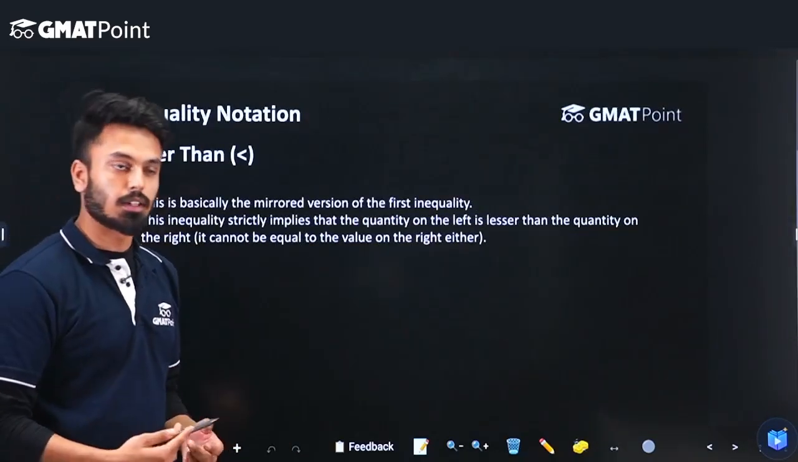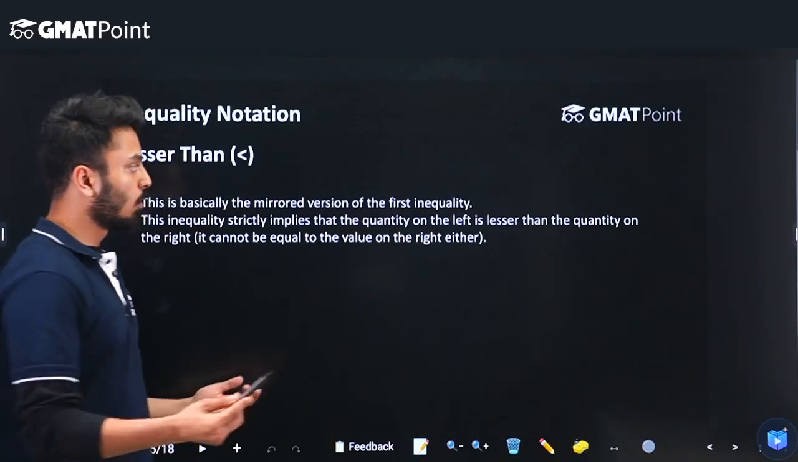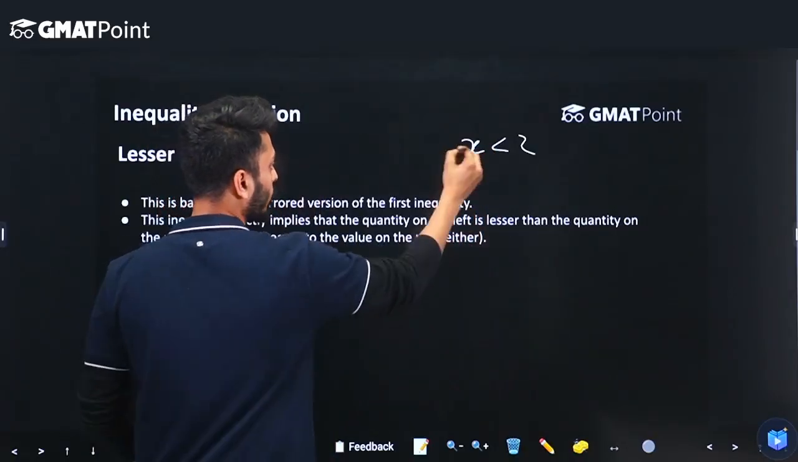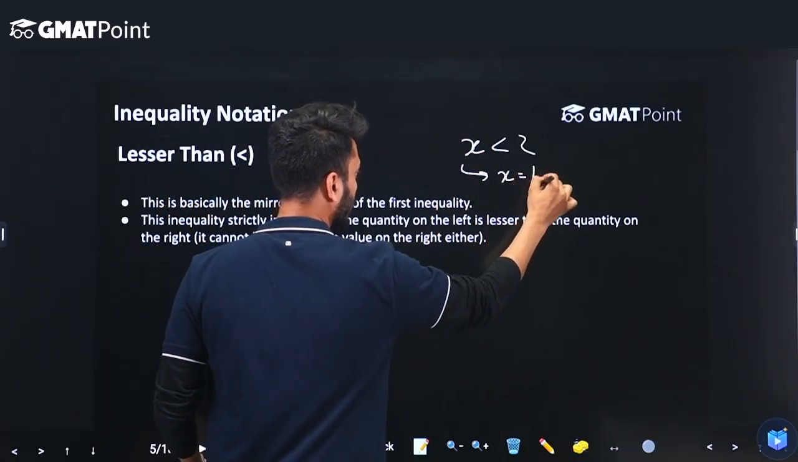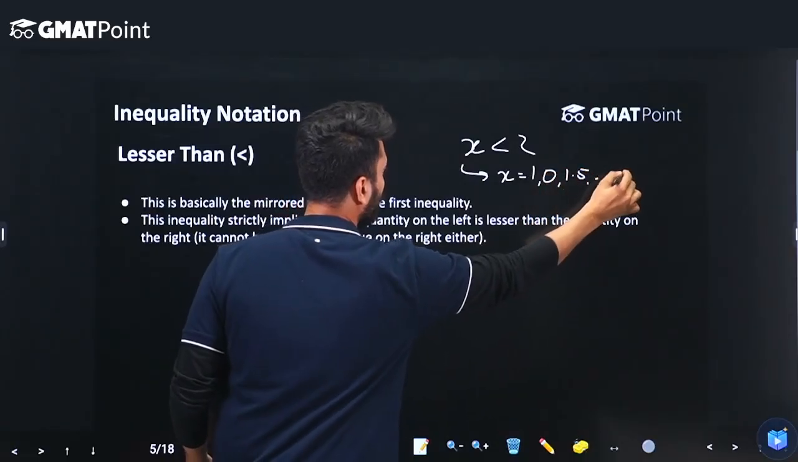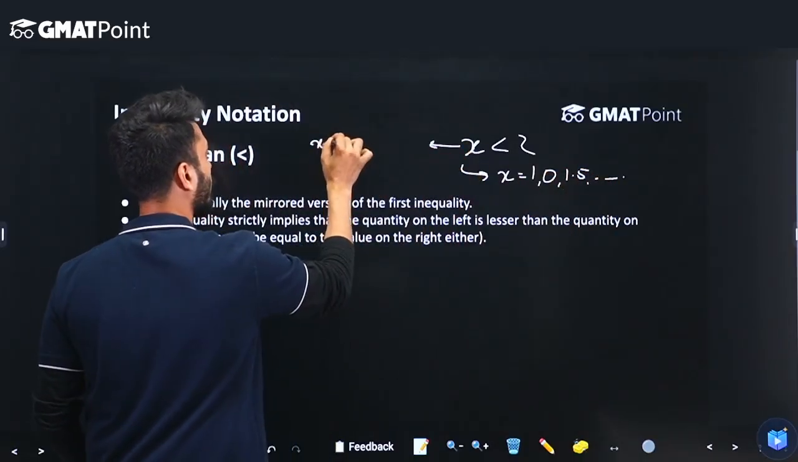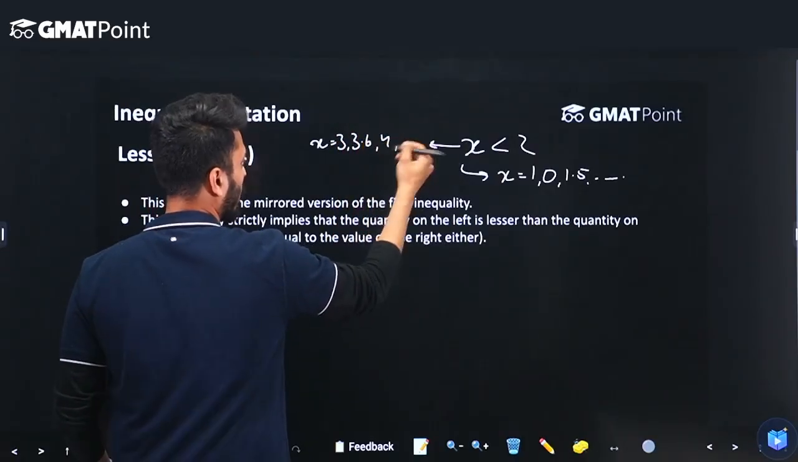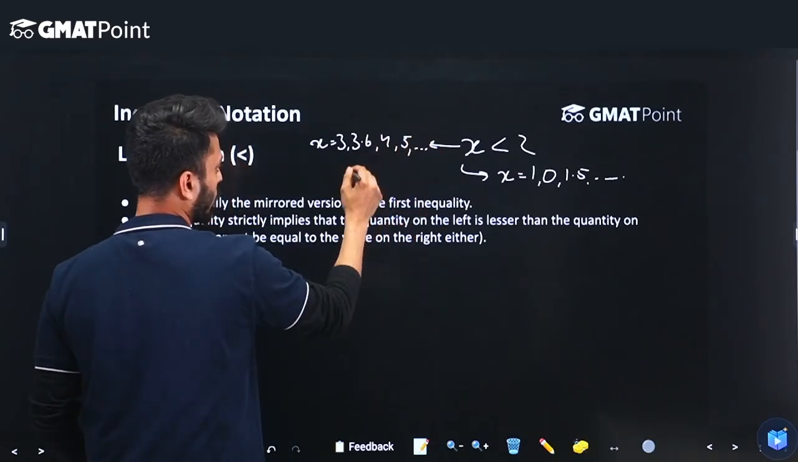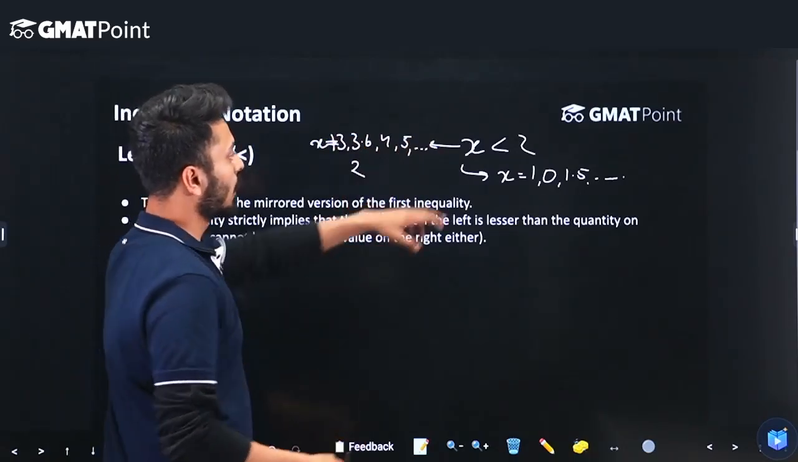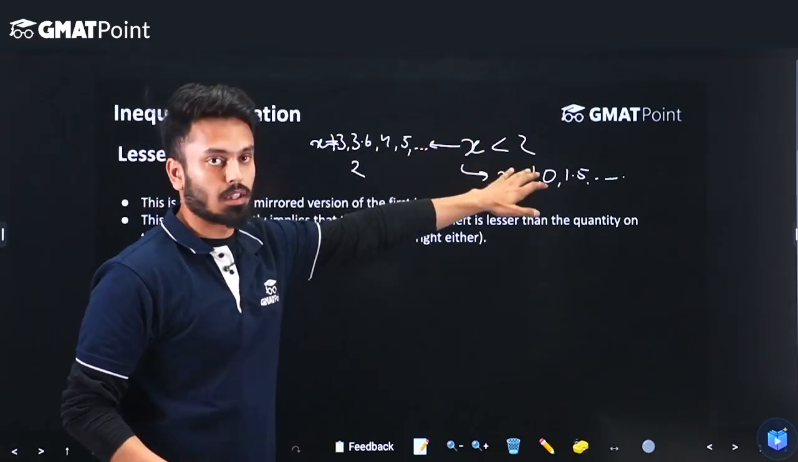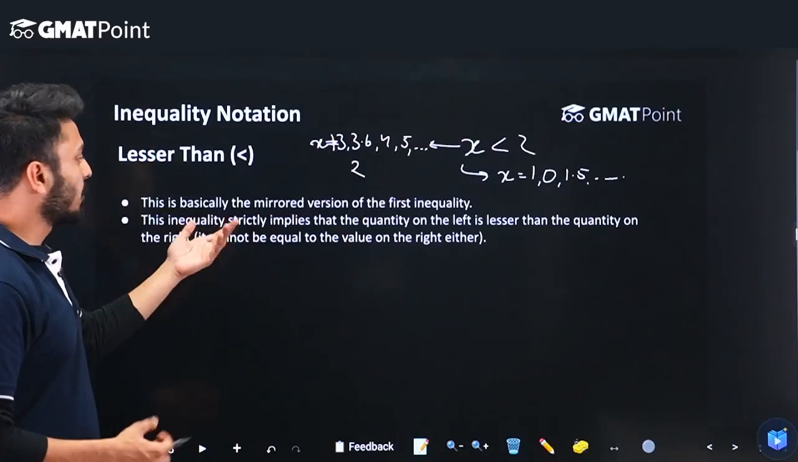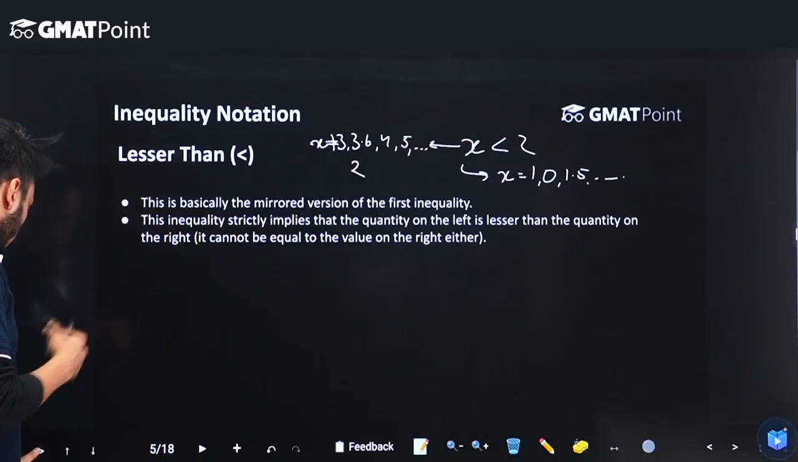The next one is lesser than. This is basically just the mirror of greater than. You could have something like, let's say, x is less than 2. In this case, the allowed values would be, for example, x equals 1 or 0 or 1.5 and so on. Values that won't be allowed would be x equals 3, 3.5 or 4 or 5 and so on. And you cannot have x equals 2 either, because the left hand side, which is x, has to be less than 2. So if you have x equal to 2, it's not less than 2 anymore. This is basically just the mirrored version of the greater than one. So let's move on to the next one.